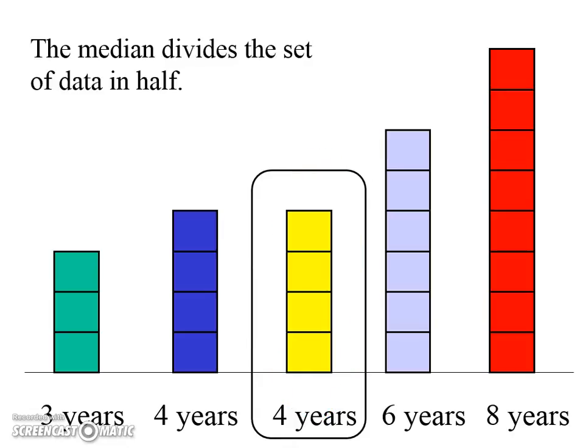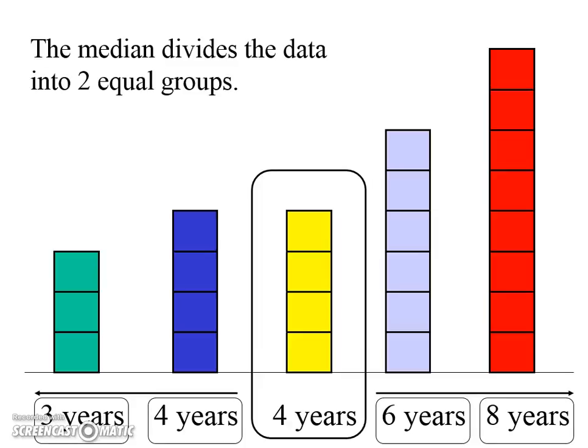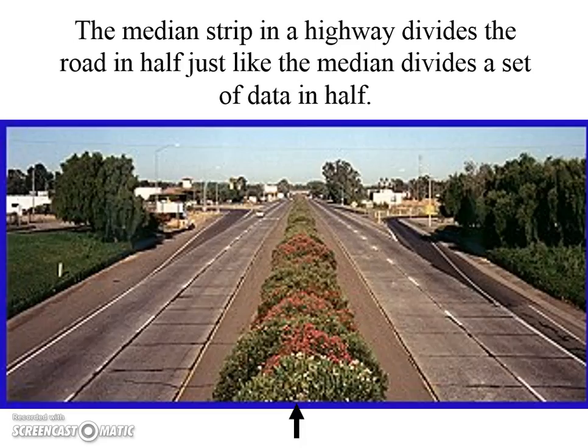The median divides the set of data in half, and that's important to note, that the median divides the data in half. We're going to use that later on. You should end up getting 2 equal groups, 2 on each side. A good way to remember the median is think of the strip of highway that divides the road. There's usually grass or sometimes flowers, like in this picture. But it divides the road in half, just like the median divides the data in half.